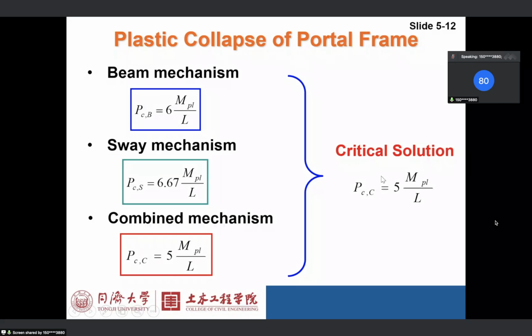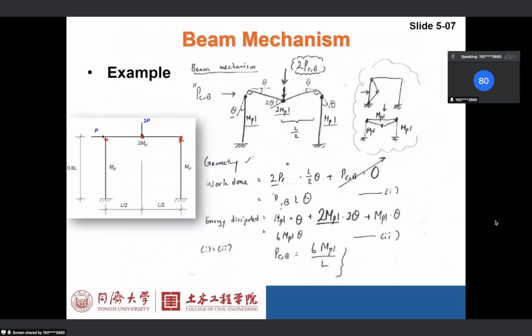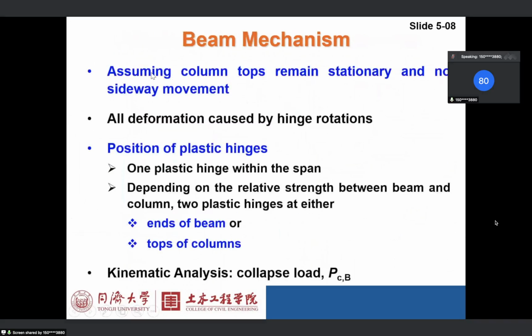Okay, so before we try to prove this is a unique solution, let's make a quick conclusion like here. Okay, so beam mechanism, we're assuming column tops remain stationary and no sideway movement. So all deformation is caused by hinge rotations. So the position of plastic hinges could be one plastic hinge within the span of the beam mechanism. And depending on the relative strength between beam and the column, 2 plastic hinges could be at either end of the beam or top of columns. Okay, and the kinematic analysis result is PCB.